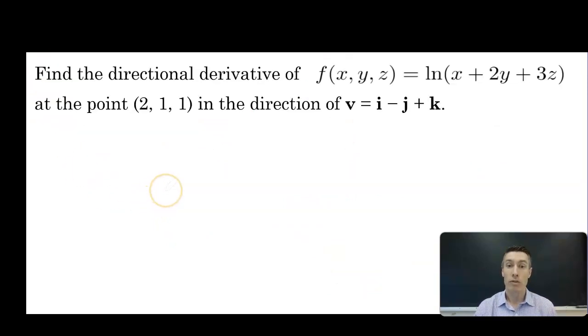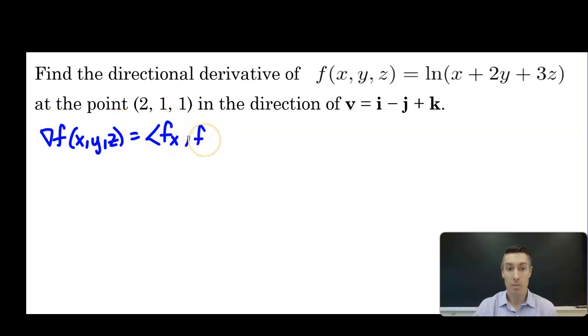Okay, so find the directional derivative of the function natural log of x plus 2y plus 3z at the point 2, 1, 1 in the direction of vector v being i minus j plus k. So find the gradient vector. Our gradient vector now, because it's of 3 variables, just a reminder, is going to be partial with respect to x, partial with respect to y, partial with respect to z. Find the unit direction vector, and then take the dot product. So this is a good opportunity for you to pause and see how you're understanding directional derivatives so far.